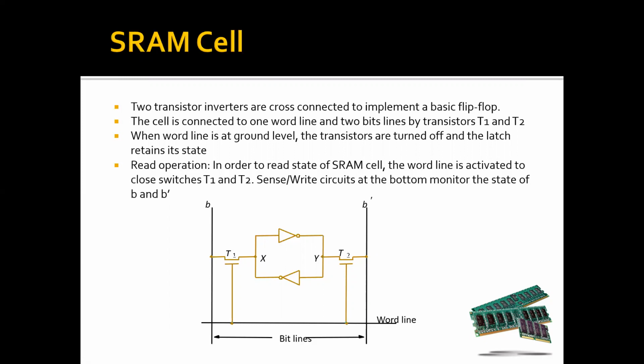In order to read the state of the SRAM cell, the word line is activated to close switches T1 and T2. Sense and write circuits at the bottom monitor the state of B and B dash. So either 0 or 1 is being monitored over here.